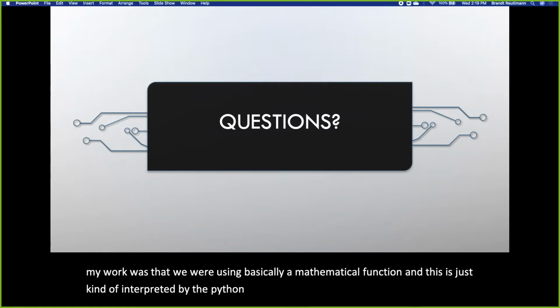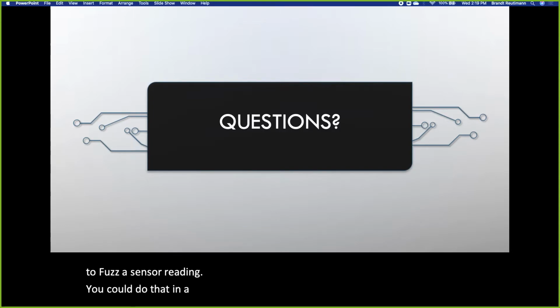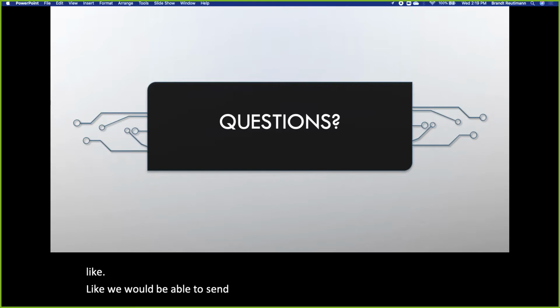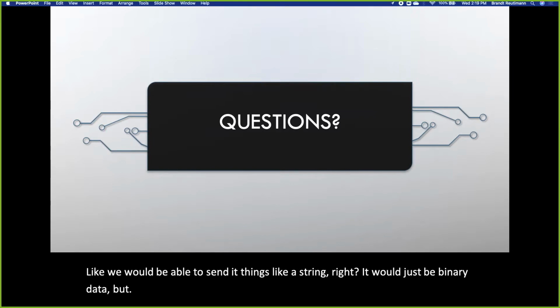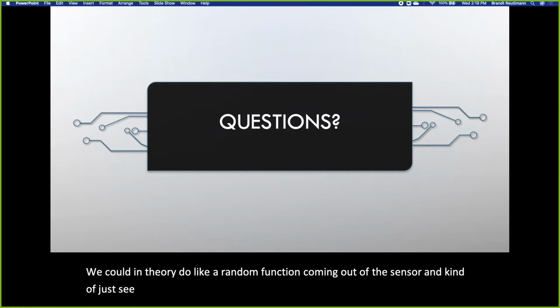So in theory, if you wanted to fuzz a sensor reading, you could do that from a mathematical standpoint, but we wouldn't be able to send it things like a string. It would just be binary data, but we could in theory use a random function coming out of a sensor and just see what happens.